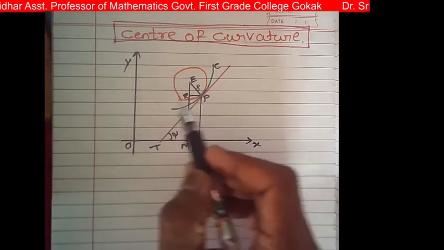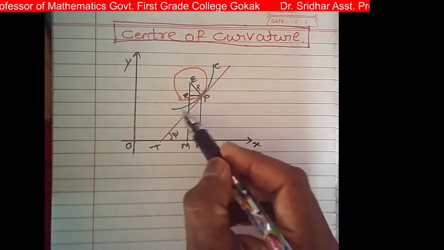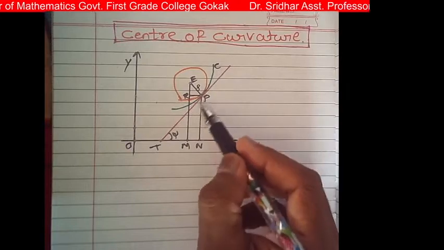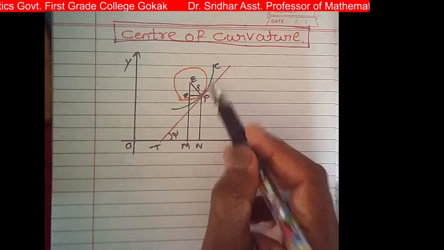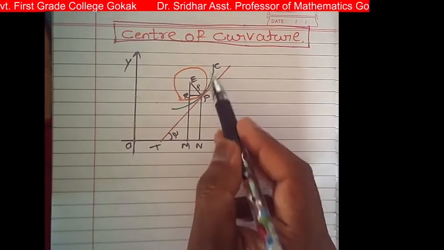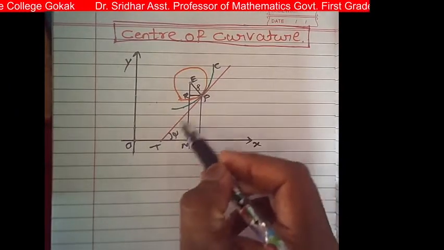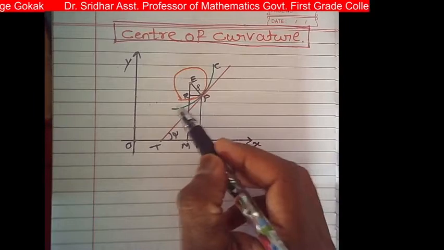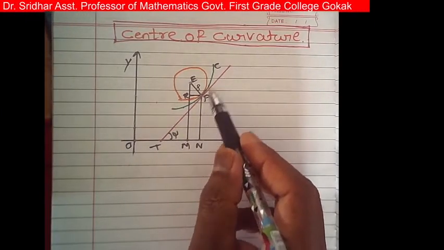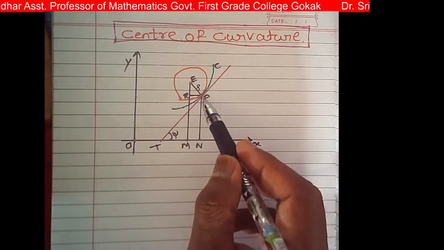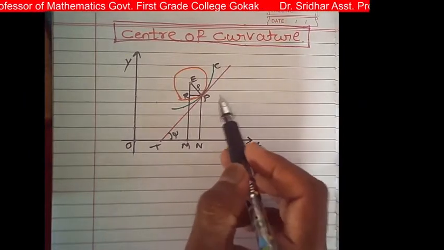I am going to take a new topic, that is center of curvature and circle of curvature. So here we consider a curve C, which is given in green color. Next, let P be a point on this curve, and let PT be the tangent to the curve C at the point P.